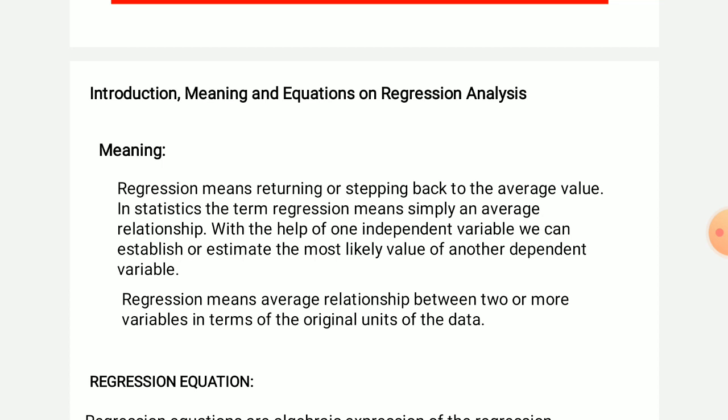And here, according to Blair, regression is the measure of the average relationship between two or more variables in terms of the original units of the data. So it means that measuring the relationship between two or more variables in terms of the original units of the data is called regression according to Blair.